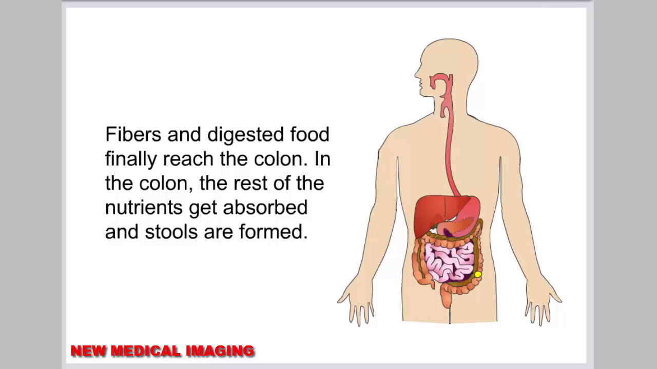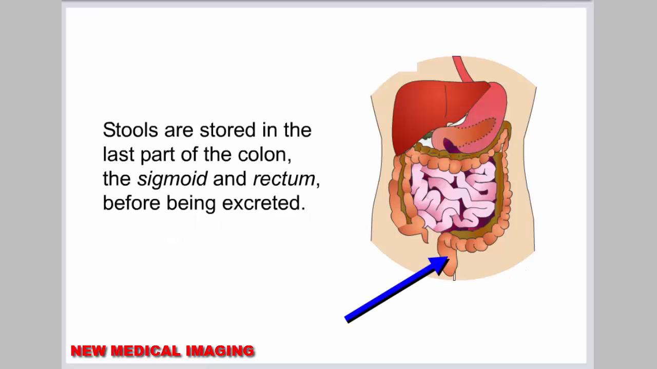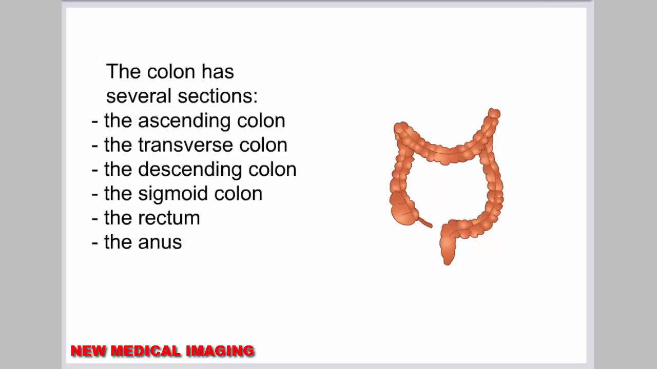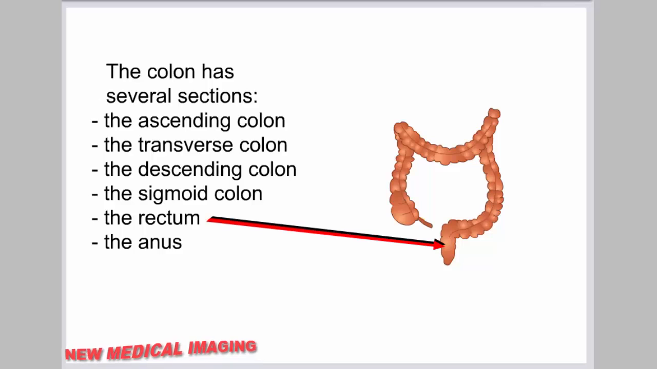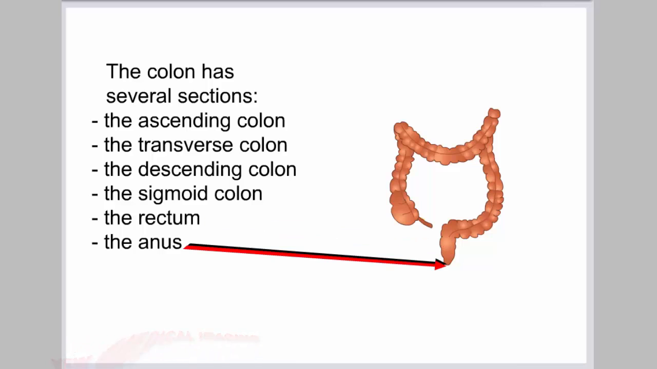Fibers and digested food finally reach the colon. In the colon, the rest of the nutrients get absorbed and stools are formed. Stools are stored in the last part of the colon, the sigmoid and rectum, before being excreted. The colon has several sections: the ascending colon, the transverse colon, the descending colon, the sigmoid colon, the rectum, the anus.